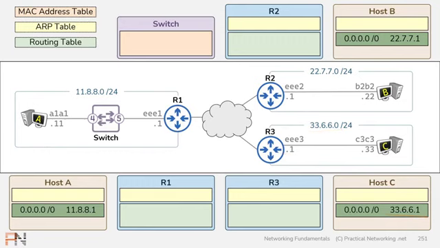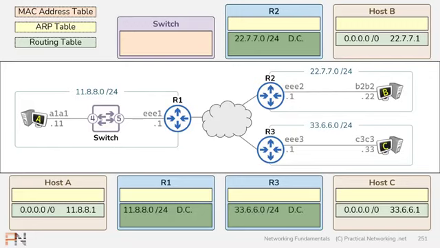Each of our routers will have two routes. First, they will have a directly connected route for the networks that they are attached to. Notice R1 has a directly connected route for the 11.8.8.0/24 network. Then, each of the routers are going to have a default route pointing to the internet. Now normally, that default route would point to a specific router IP address somewhere on the internet. But to keep things simple, we'll simply abstract that away and say that this route is pointing simply to the internet.